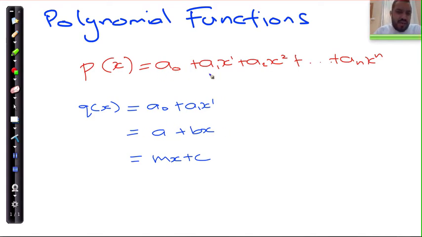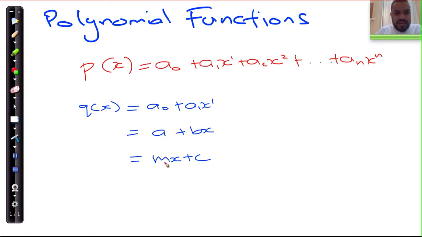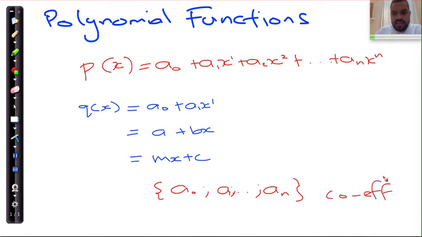What are these a naughts, a1, a2, all the way up to an? What does that represent? Well, the reality is a naught, a1, all the way up to an, each of these things are just simply coefficients, right? And those are real numbers. So I'm just going to put there, those are the coefficients, right? And so now from this, you can automatically tell me what's the next polynomial you've already seen.